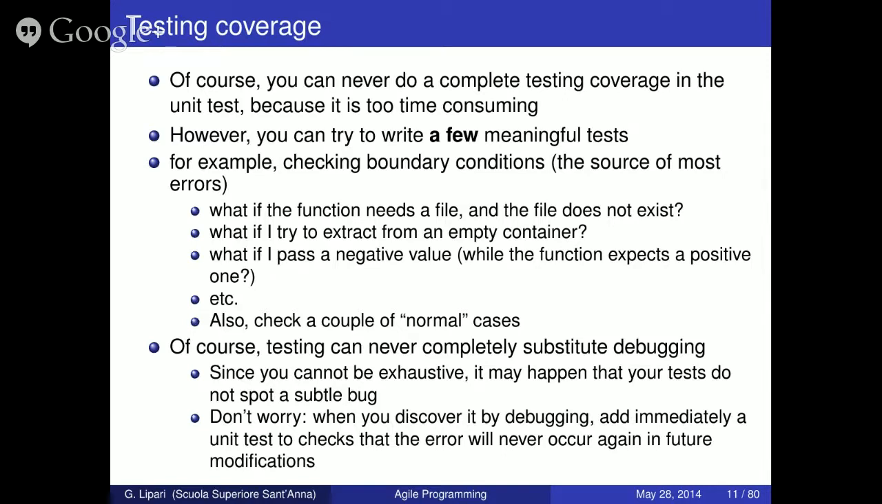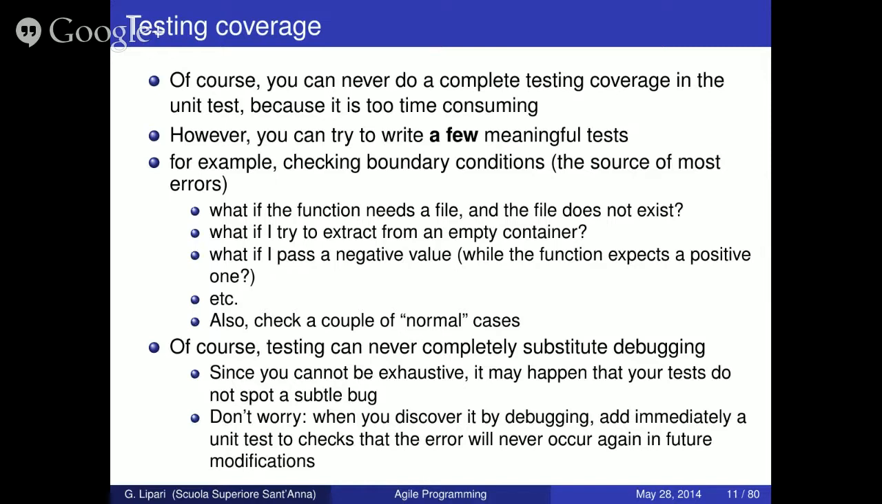The other test you should write is checking boundary conditions, because the boundary conditions are the source of most errors. In particular, programmers always concentrate on the typical cases. When they write an algorithm, they have in mind one specific use case. The problem is that the user often uses your class in very strange ways. And so you have a lot of boundary conditions to check. So the idea is to write tests for checking boundary conditions.